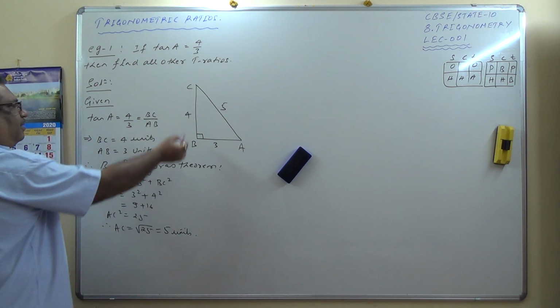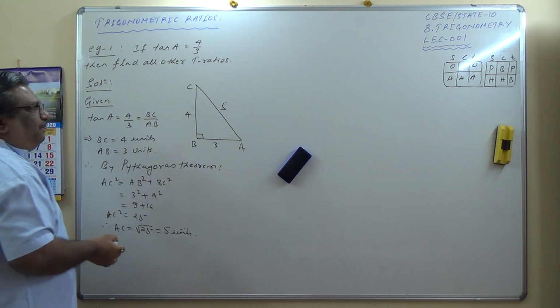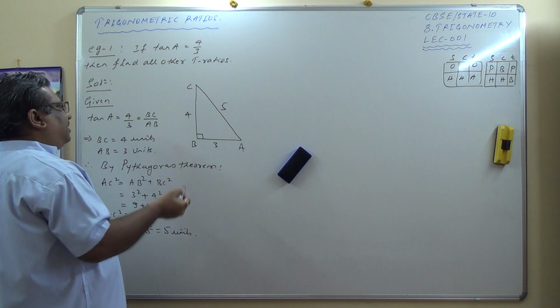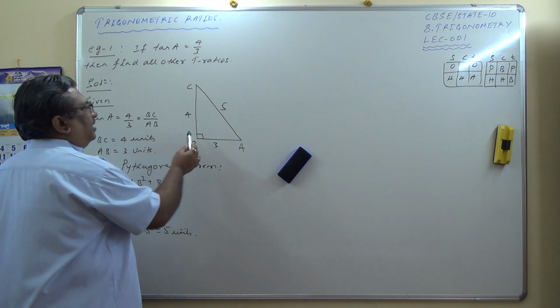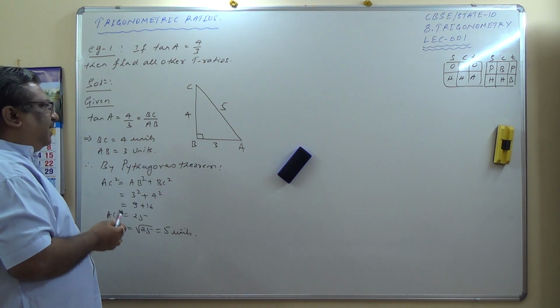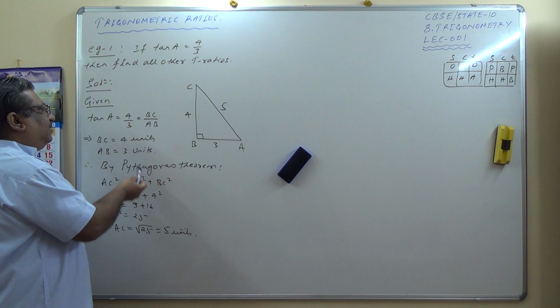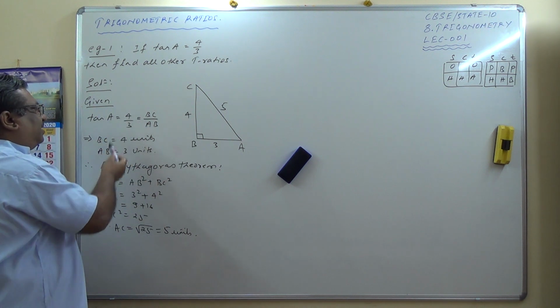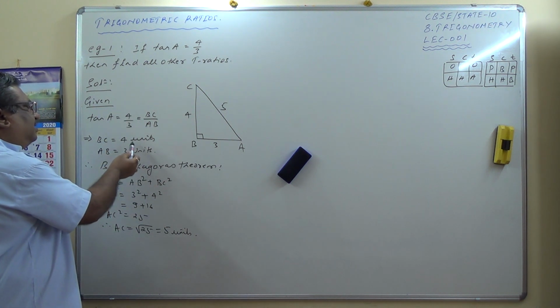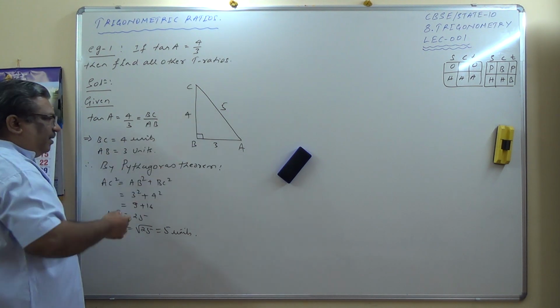Now I have found out AC as 5 units. I can take all the trigonometric ratios now. In order to find all trigonometric ratios, the most important thing is we should know the dimensions of all the sides. Here they have not given any units of measurement, and therefore, tan A equals 4 by 3 being a ratio, I can consider them to be units, and therefore I have got AC as 5 units.